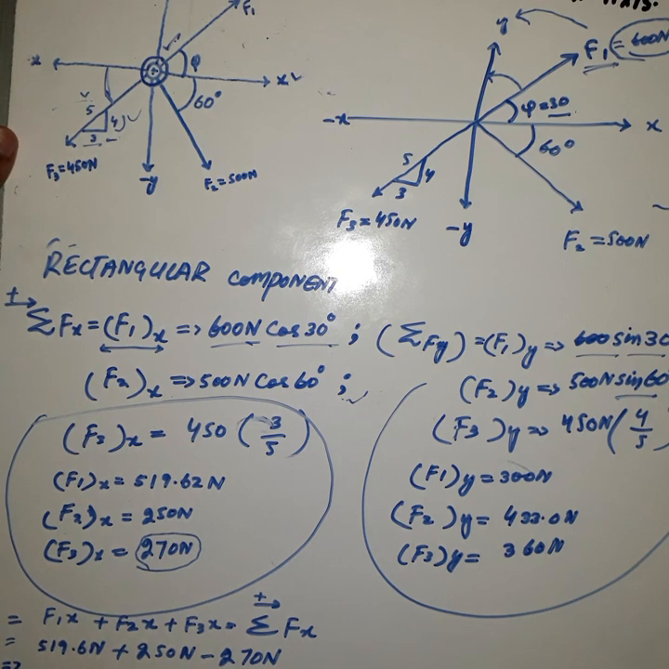Now we will add, so using a calculator, 519.62 plus 250 minus 270 Newton. So our answer is 499.62 Newton, which is our summation of F of x.